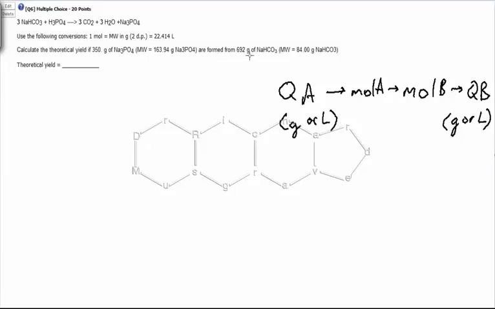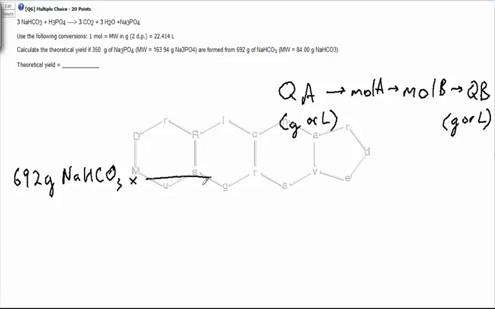Alright, so as I said, we're going to start out with 692 grams of NaHCO3. Now remember what we're looking for. We're looking for grams of Na3PO4, but 350 is not the answer. We know the answer is going to be more than that. So we're going to find the grams of NaHCO3, we'll go to moles of NaHCO3, we'll go to moles of Na3PO4, we'll go to grams of Na3PO4.